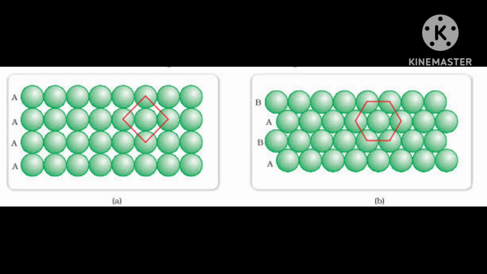Now here, in a square, between the square one sphere was there. That central sphere is touching 4 neighboring spheres. That's why its coordination number is 4. Also, if the centers of these 4 immediate neighbor spheres are joined, a square is formed. Hence this packing is called a square close packing in 2 dimensions.